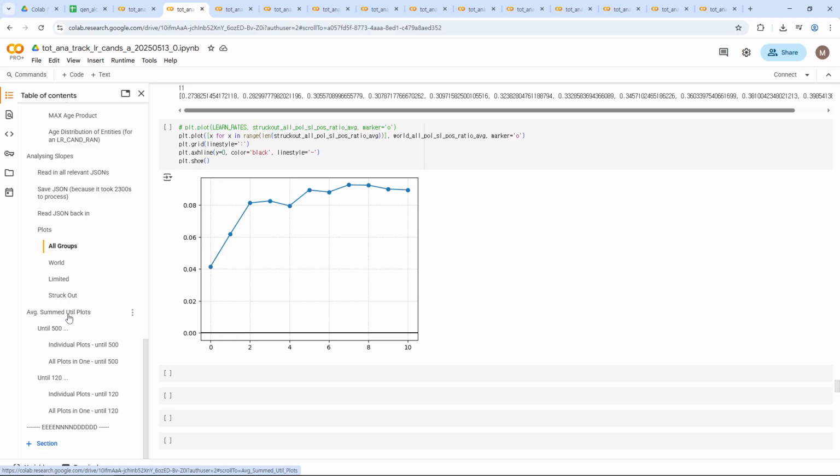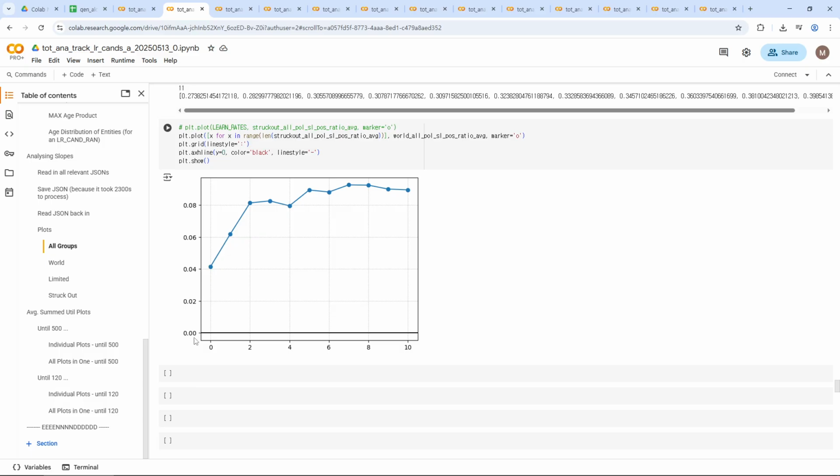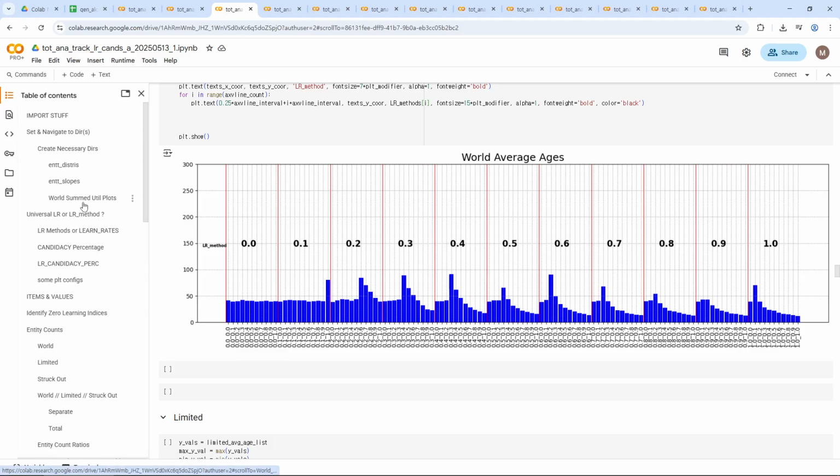So now that we have seen the plots that I'll be mostly covering in this part of the video blog, let's move on to the other notebooks after a quick sip of water.